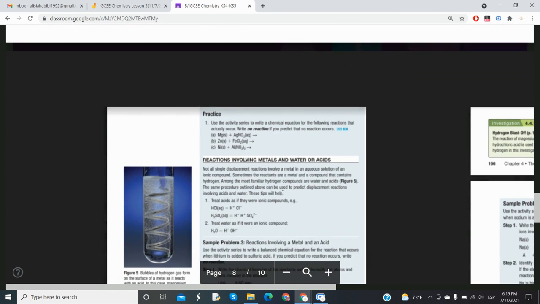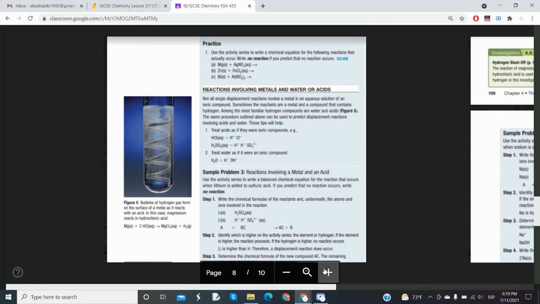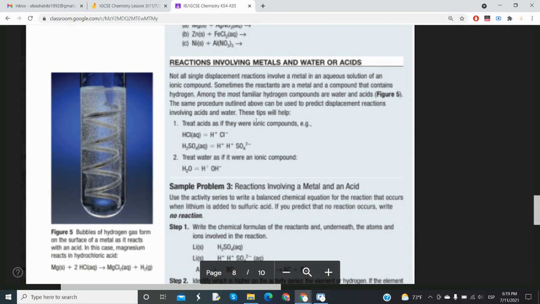All right, so guys, we're moving on to this part of the note slides before we do some practice. We're now looking at how we can do single displacement reactions when these reactions involve metals and water or acids. It says not all single displacement reactions involve a metal in an aqueous solution of an ionic compound. Sometimes the reactants are a metal and a compound that contains hydrogen. Amongst the most familiar hydrogen compounds are water and acids. The same procedure outlined above can be used to predict displacement reactions involving acids and water.